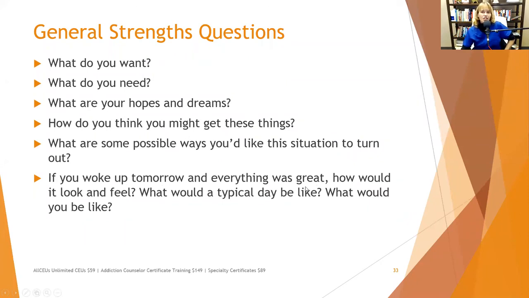General strengths questions also can include, what is it that you want out of life right now? What do you need to achieve what you want? What are your hopes and dreams? How do you think you need to get these things? What do you think the process is? What are some possible ways you'd like to see this situation turn out? And the miracle question, if you woke up tomorrow and you didn't have this addiction problem or whatever, how would it look and feel?